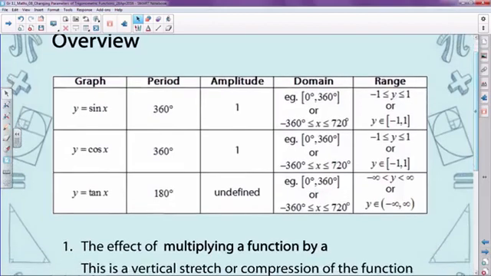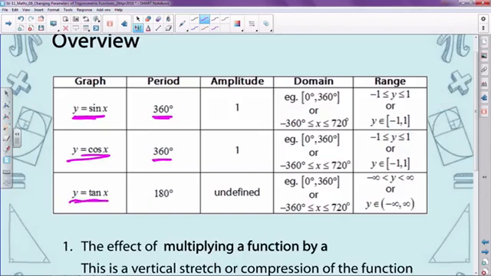you had your parent functions, which are y equals sine x, y equals cos x, and y equals tan x. And then we looked at the period as well. When is it going to repeat itself? For y equals sine x, the graph is going to repeat every 360 degrees. The y equals cos x repeats every 360, and then y equals tan x is going to repeat every 180 degrees, right?